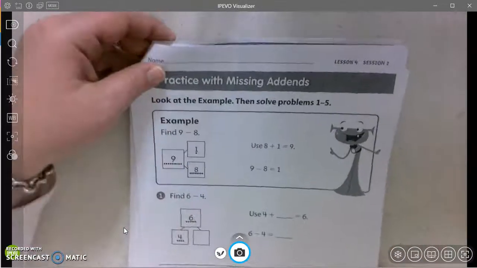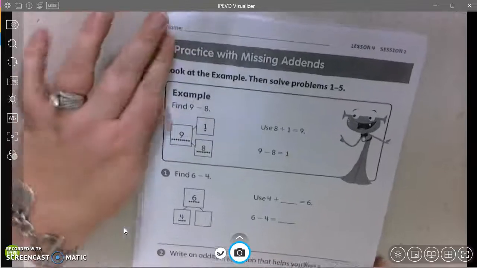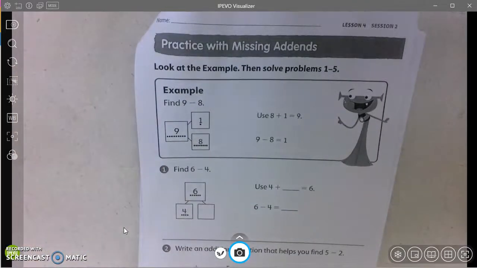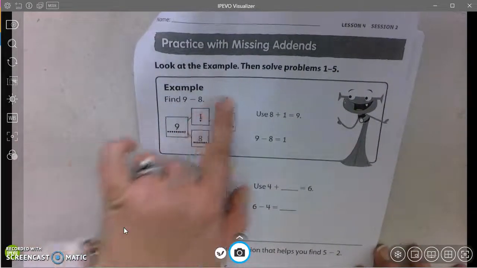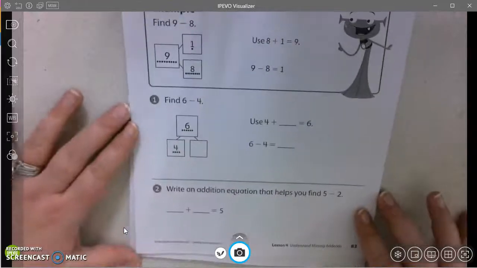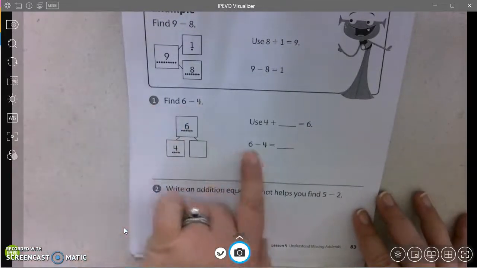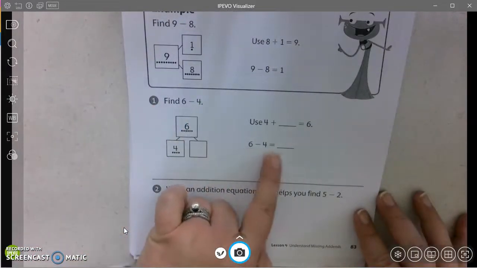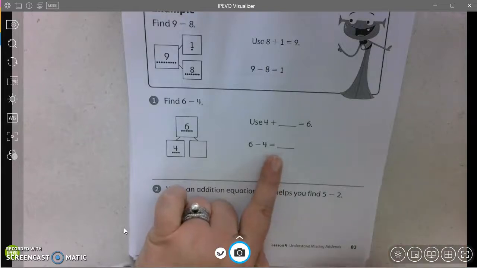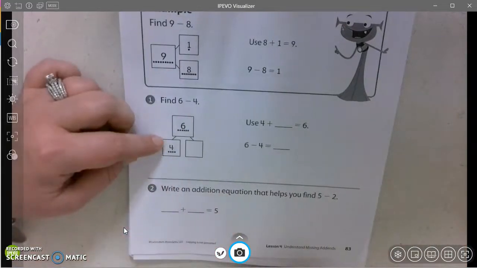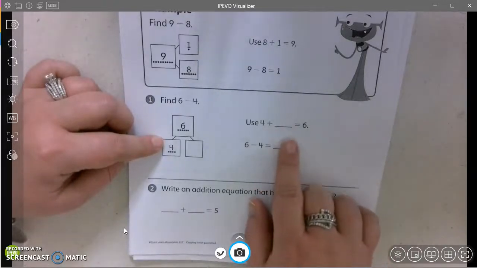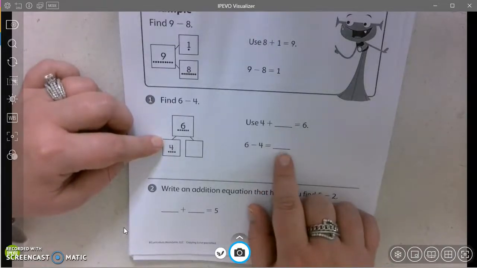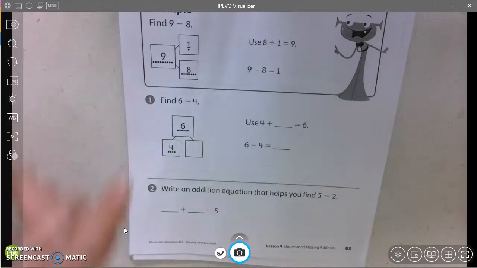All right. This is your time to shine, and I know that you will. You guys are going to do awesome. What you're doing on the practice page up here, it says practice. Here's an example. It's what we've just done. And it says find 6 minus 4. So this is what we're actually solving for, but we're using the number bond and this addition equation to find this answer. This is the exact same thing that we just did.